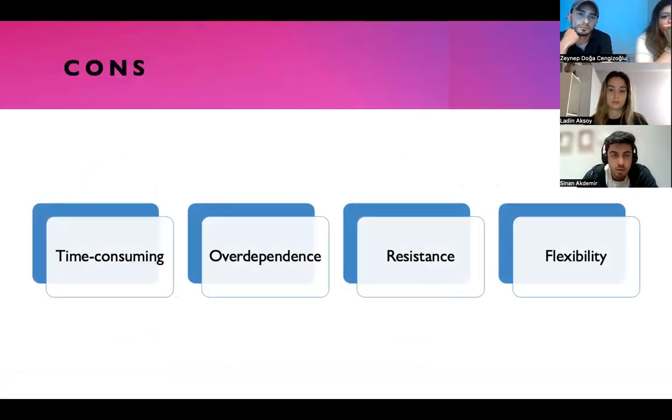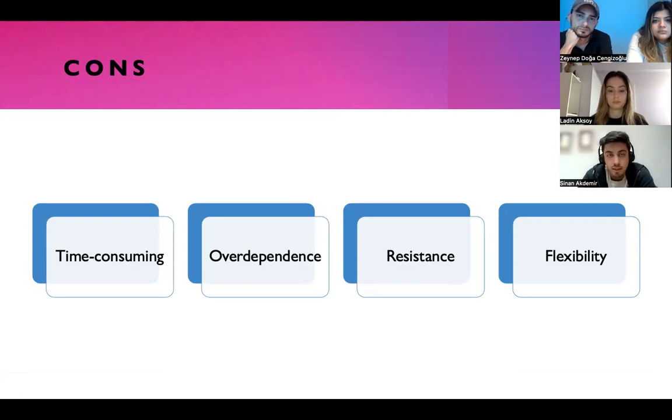there are time-consuming, over-dependence, resistance, and flexibility. Since coaching style leadership emphasizes individual growth and one-on-one interactions with their team members, it can be time-consuming. And for the over-dependence, the team members who are led by a coach may become unduly reliant on them for direction and decision-making. For resistance, some team members could be opposed to a coaching leadership style, especially if they aren't accustomed to receiving criticism or direction.